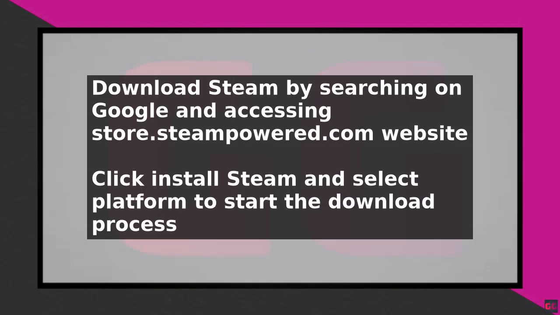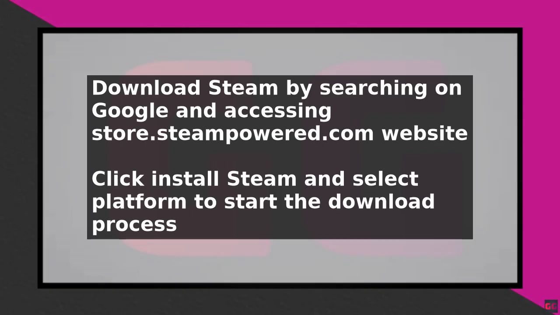To download Dungeon Tycoon on a PC or laptop, the first step is to download Steam, an app that allows users to buy, download, install, and play games. This can be done by going to Google and searching for Steam, which should lead to the website store.steampowered.com. From there, click Install Steam at the top of the page.